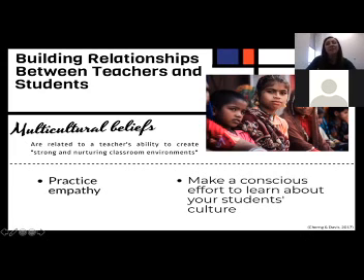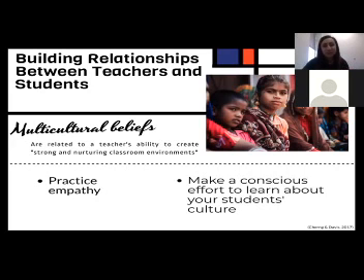Okay, let's talk about building relationships. A 2017 study on multicultural education showed that awareness and multicultural beliefs are related to a teacher's ability to create a strong and nurturing classroom environment. So after everything we've talked about thus far, do you think this makes sense? I do.